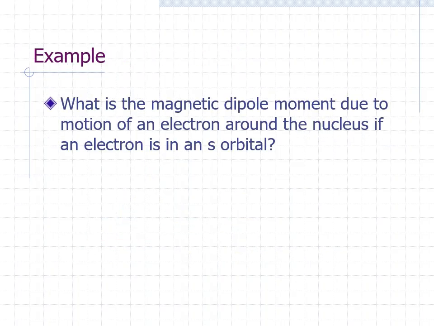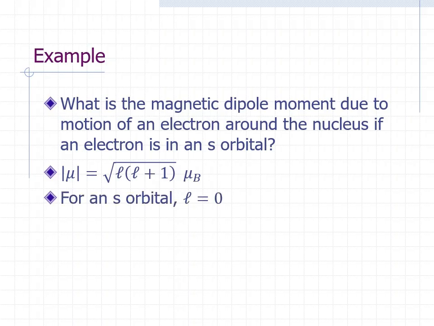Let's look at an example. What is the magnetic dipole moment due to the motion of an electron around the nucleus if it's in an s orbital? Pause the video to think about it, then resume to check your answer. The magnitude of the magnetic dipole moment is equal to the square root of L times L plus 1 times the Bohr magneton. Since L is 0 for an s orbital, the magnetic dipole moment is 0.